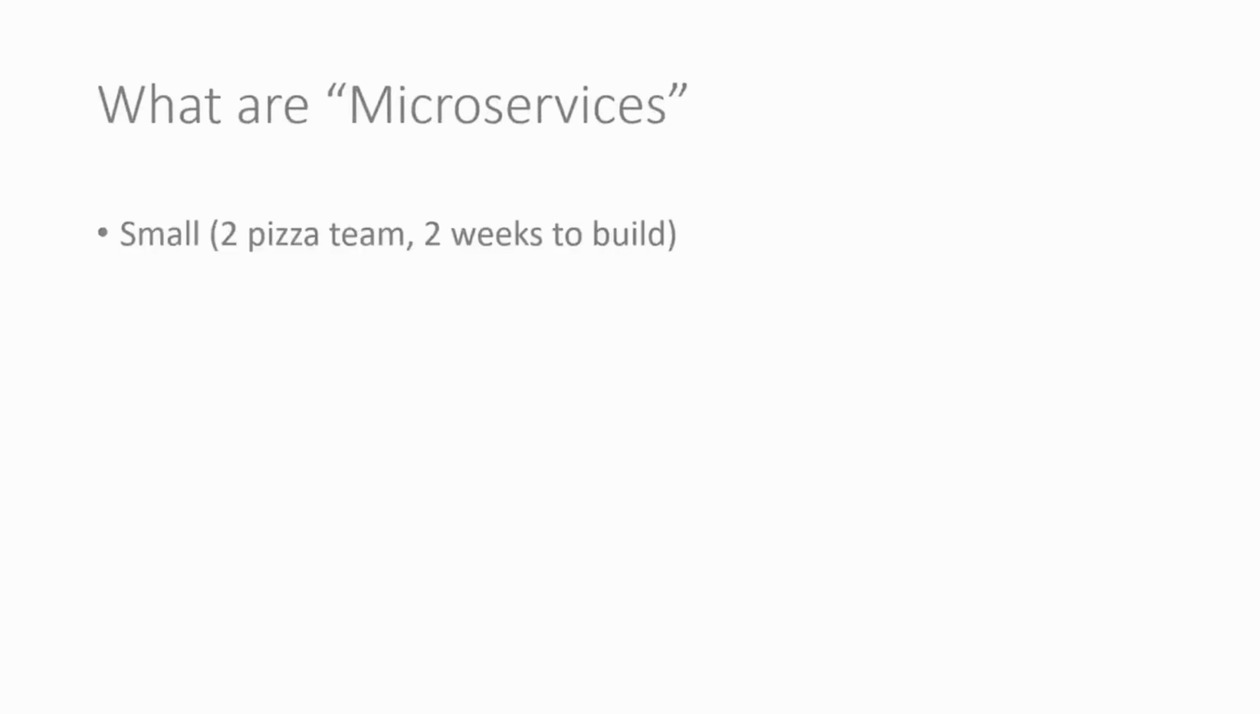So what are they? They are small, okay? They are built, let's say, by a team that would consume 2 pizzas. That's a way that we often measure team size. So imagine, at the end of the sprint, end of the week, you want to treat your team to pizza. You only need to buy 2 pizzas to satisfy this team.